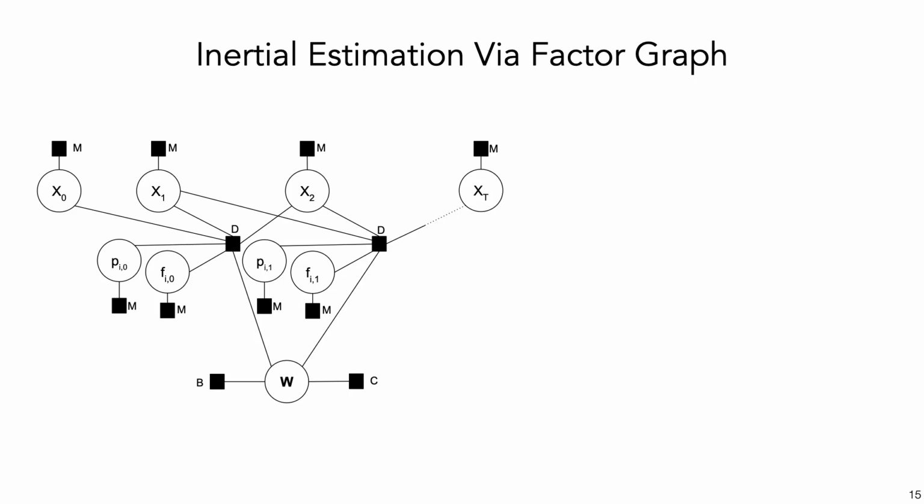We'll now describe our approach to estimating the inertial parameters, specifically the mass, center of mass, and the inertial matrix. Here is our factor graph, where the states are indicated by circles and factors between them are represented by shaded boxes.